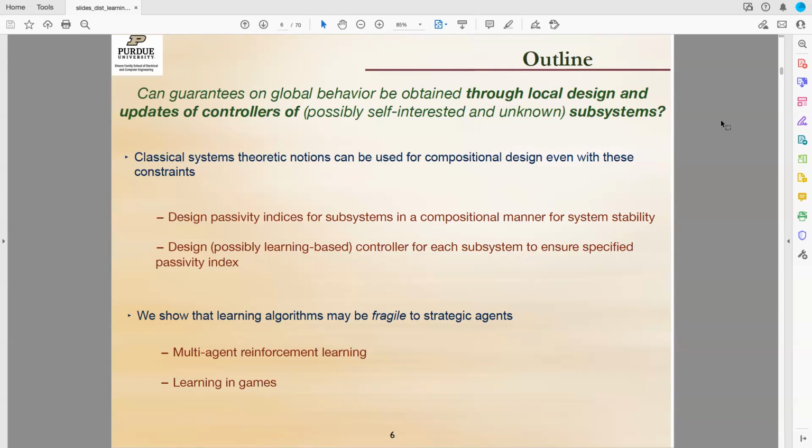Some challenges were addressed by Xiaoxuan in last week's beautiful presentation. I talk about a slightly different challenge, that of fragility to strategic agents. I do not know if I will reach there in how much detail I will be able to do this because of time constraints, but let's see.